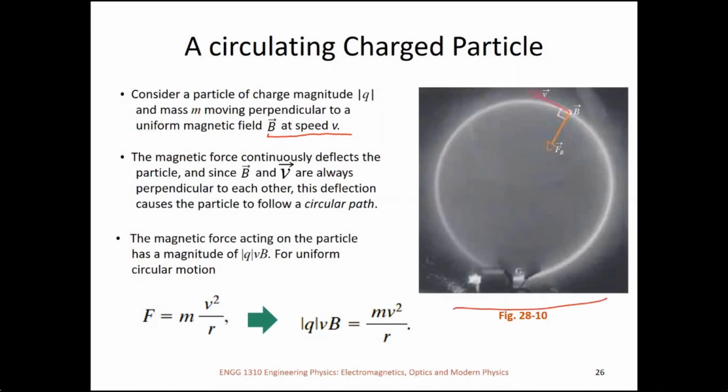Then the magnetic force, we already know, is QVB. And we know for circular motion, there is a centripetal force required to make the circular path. This centripetal force is given by mv squared over r. Do you know why it is mv squared over r?